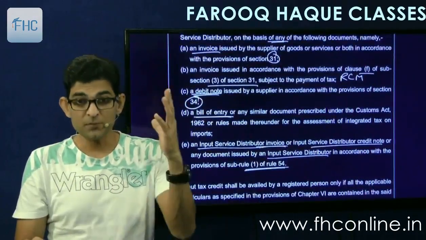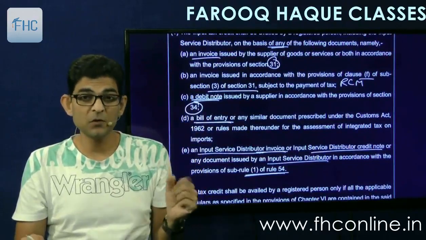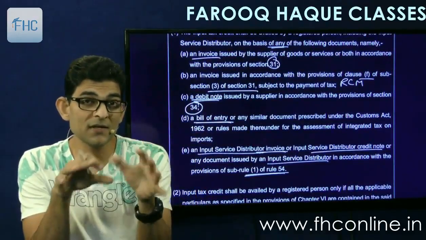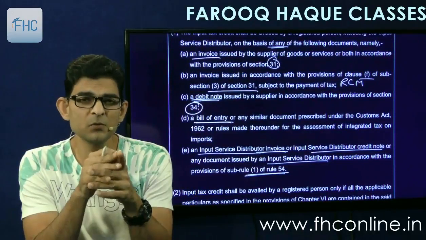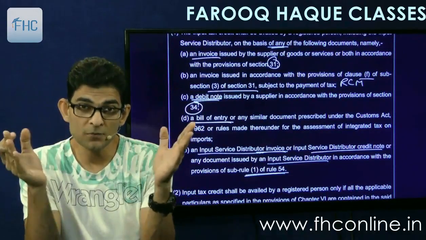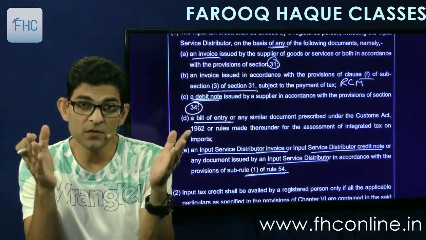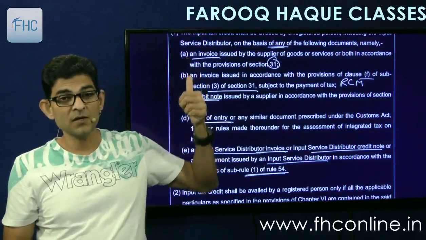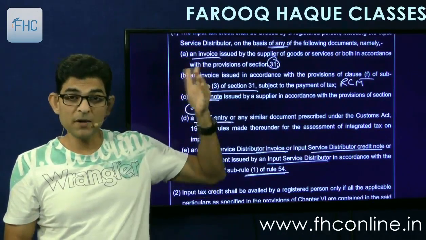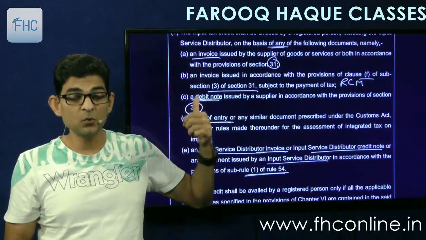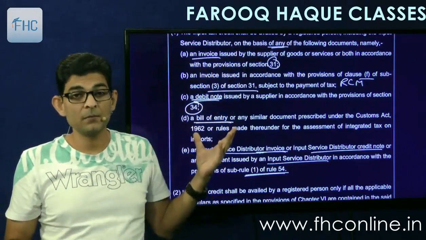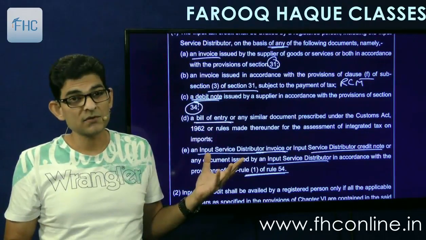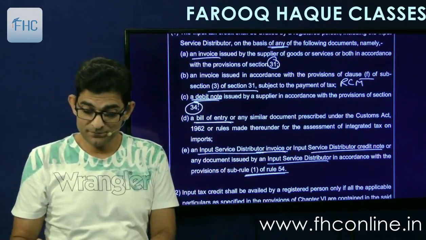So remember 5 documents. A theory question may come on this point, that what are the documents on the basis of which the input tax credit can be availed? Very simple question. So one is the invoice in forward charge, then invoice in reverse charge, which is issued by the recipient himself, then debit note issued by the supplier, bill of entry for imported goods, and ISD invoice. Okay, simple.